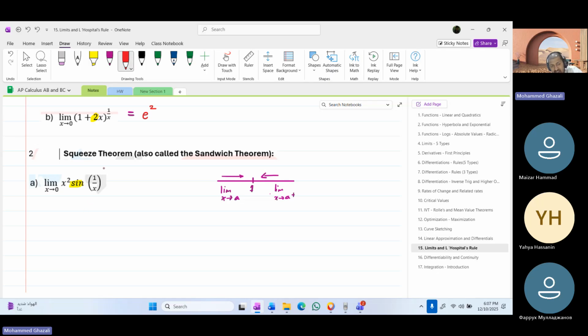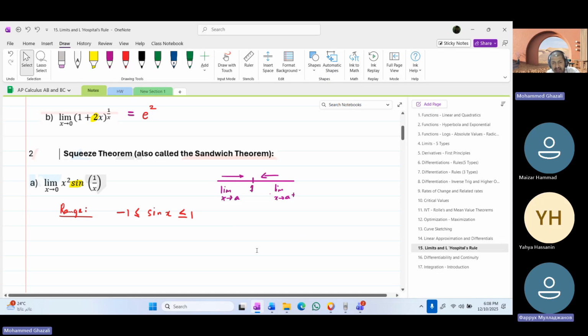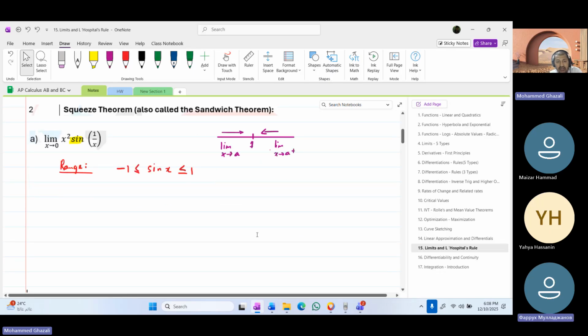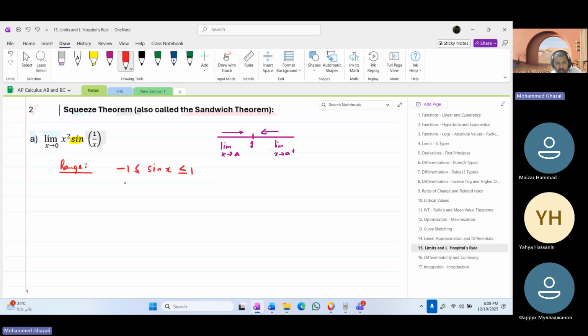But how do we start the problem? We say that sine x, what's the range of sine x? We always start with a range. The range of sine x is between -1 and 1. Isn't that the range of sine x, minimum value and maximum value? Good. So now the range of any periodic function.